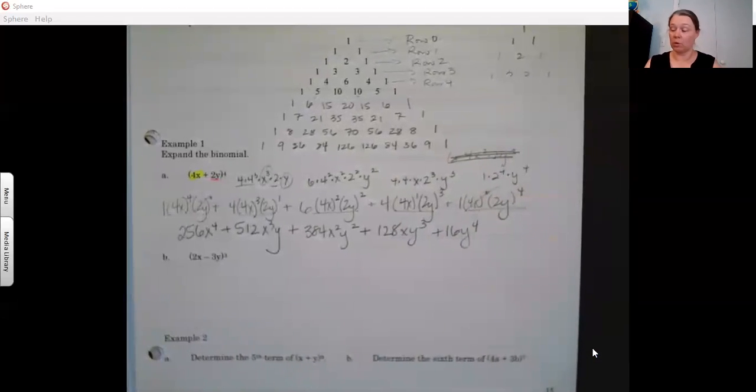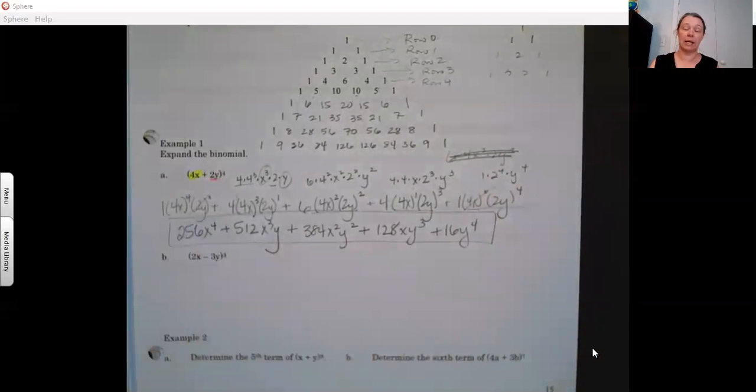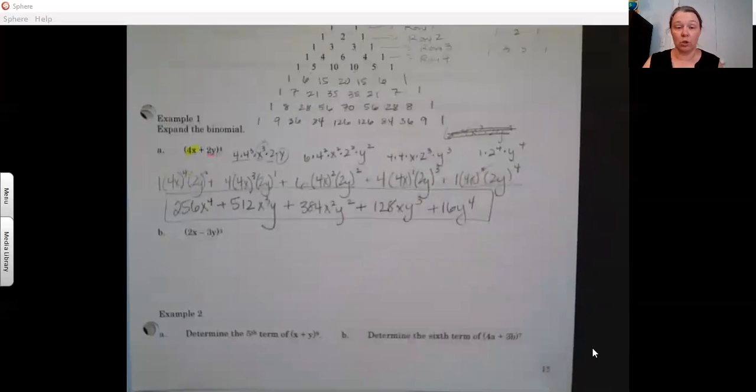You should have 5 terms, right? None of these are like terms. They don't all have the exact identical variable part. You are done. All right, so try the next one.